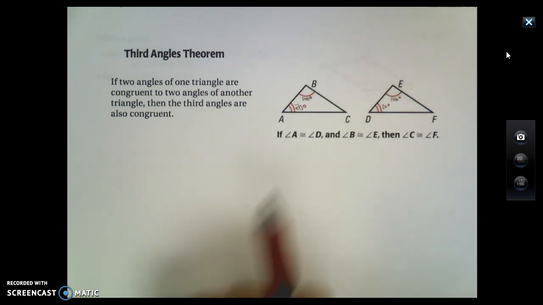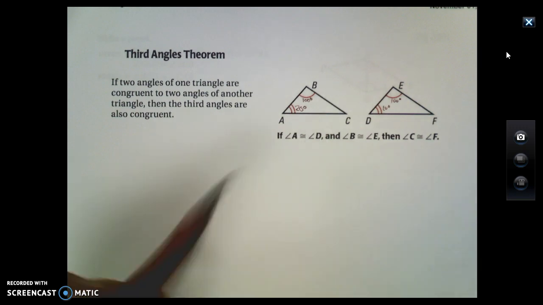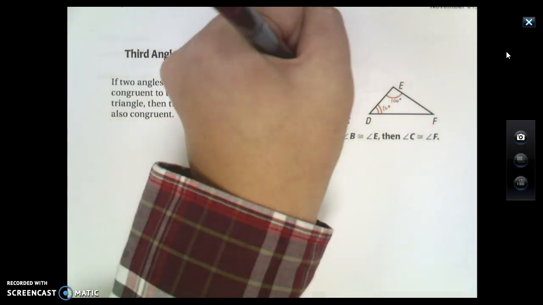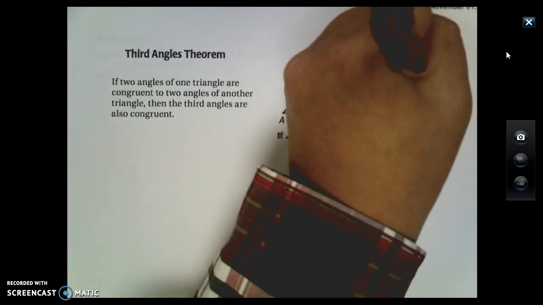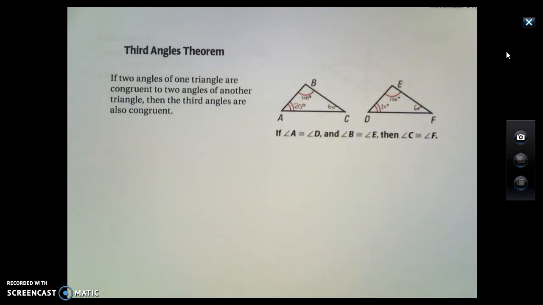By doing the math, you're going to see that these add to 120, which means this has to be 60, and likewise, this has to be 60 as well. So it's sort of an obvious proof, but it's something that you will be able to use, and you're going to have to use eventually when we are doing proofs.